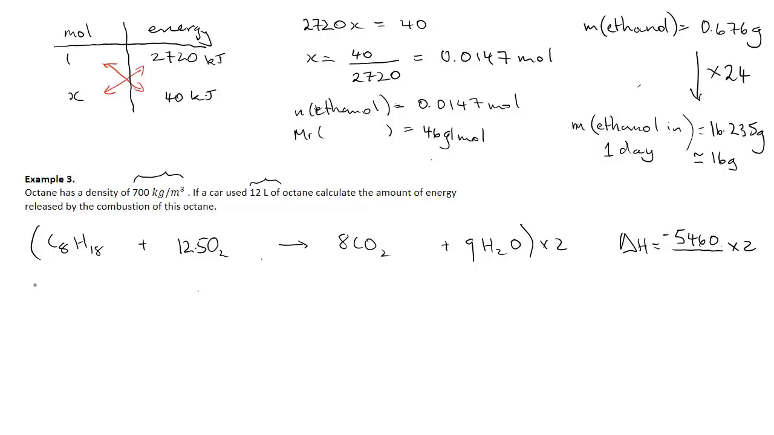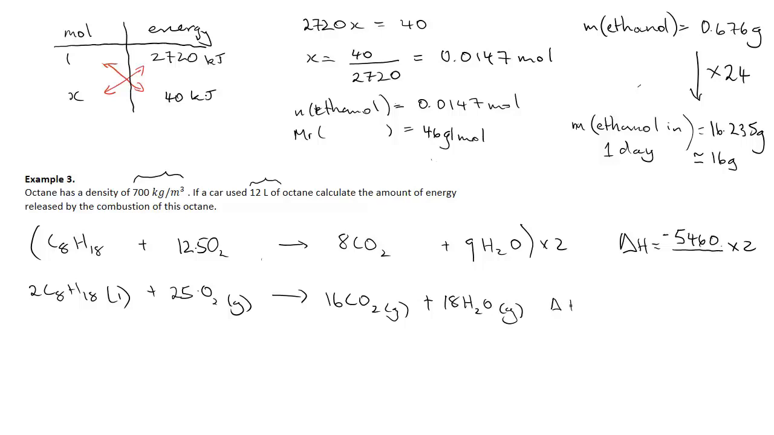So our thermochemical equation is going to be 2C8H18 liquid plus 25 oxygens in the gaseous phase, create 16 carbon dioxide plus 18 water molecules in the gaseous phase. And the delta H of this reaction is minus 10,920 kilojoules per mole.